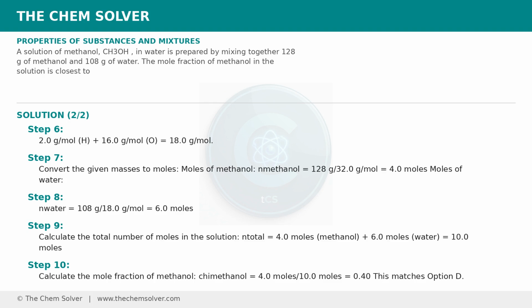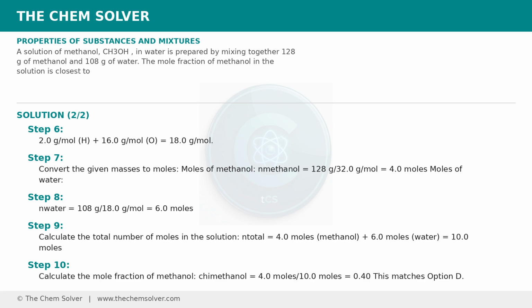Convert the given masses to moles. Moles of methanol: n methanol equals 128 grams over 32.0 grams per mole equals 4.0 moles. Moles of water: n water equals 108 grams over 18.0 grams per mole equals 6.0 moles. Calculate the total number of moles in the solution. n total equals 4.0 moles methanol plus 6.0 moles water equals 10.0 moles.